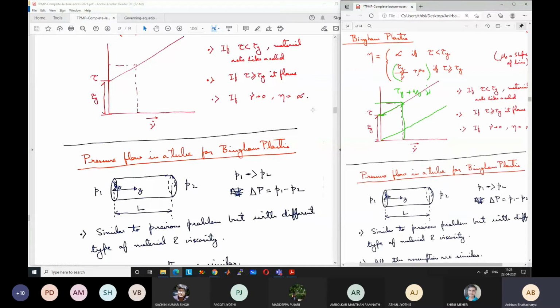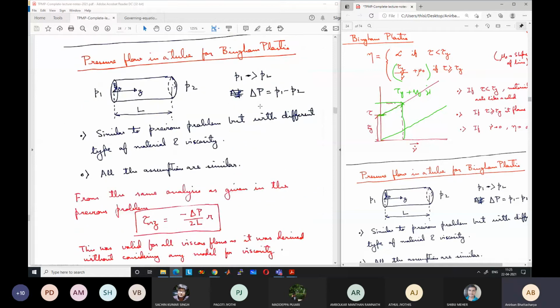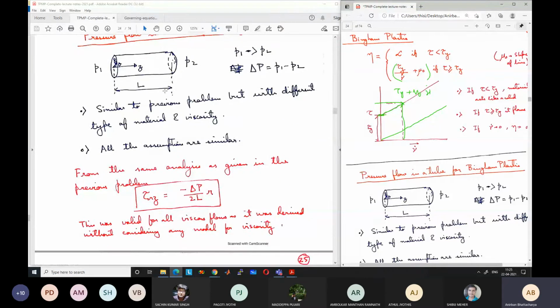We have a cylinder of length L and radius capital R, and the three coordinate axes are the z direction along the flow direction, small r along the radial direction, and theta along the angular direction. P1 is the pressure on the left side, which is higher than pressure P2 on the right-hand side. Delta P is equal to P1 minus P2. This problem is similar to the previous problem, but with a different material, that is the Bingham plastic, and a different viscosity. All the other assumptions are similar to what we had taken previously.